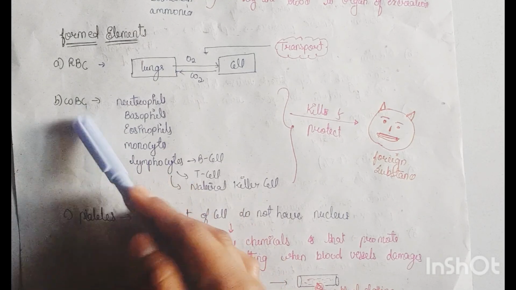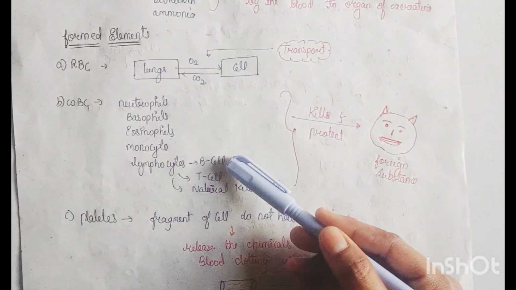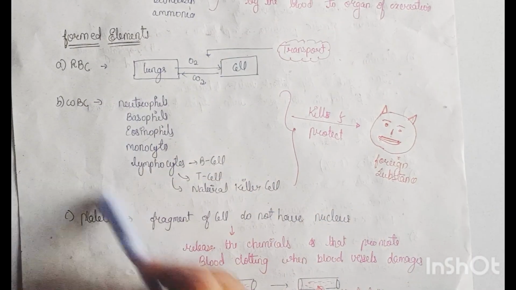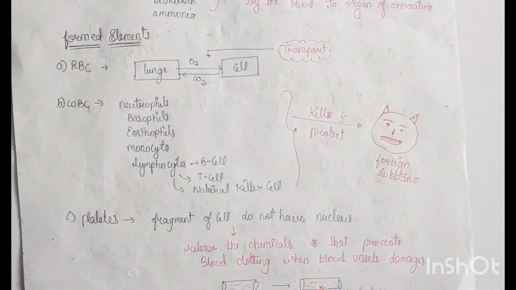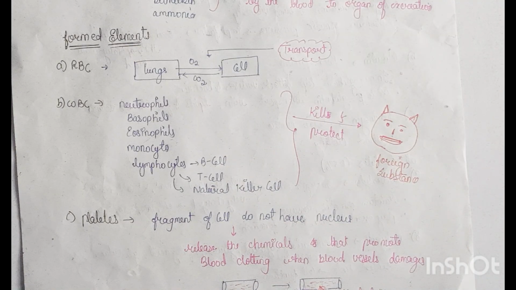Next are the WBCs, white blood cells: neutrophil, basophil, eosinophil, monocyte, lymphocyte, B cell, T cell, and natural killer cell. When any microorganism or foreign substance invades our body, these white blood cells help to kill them and protect our body.